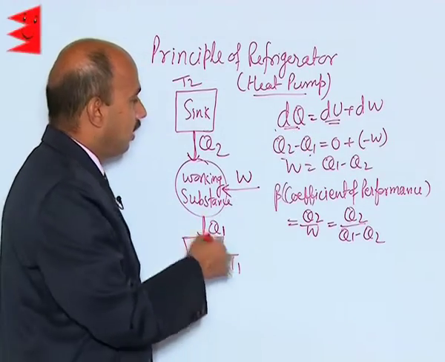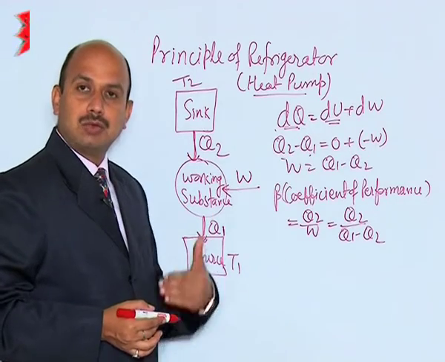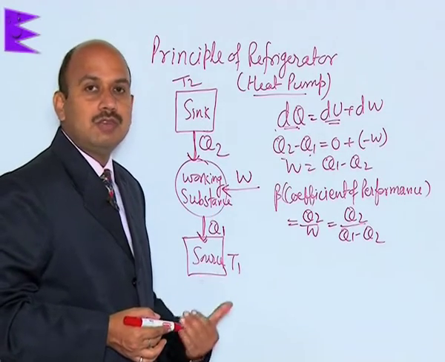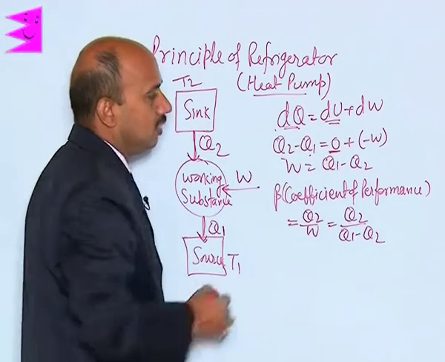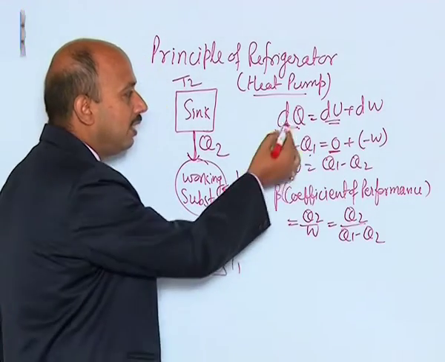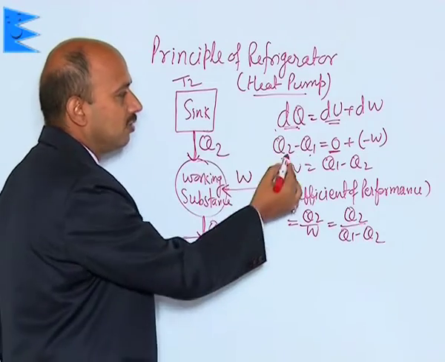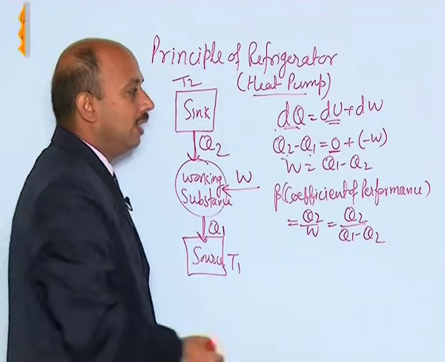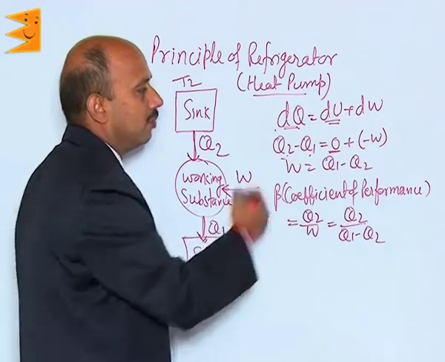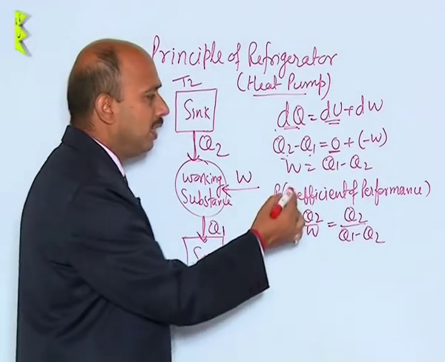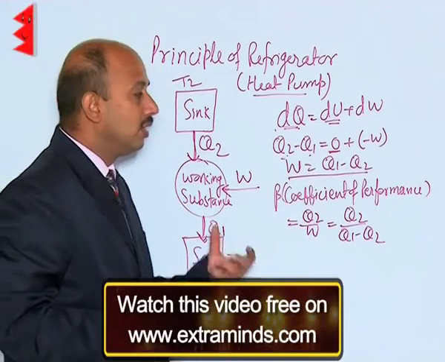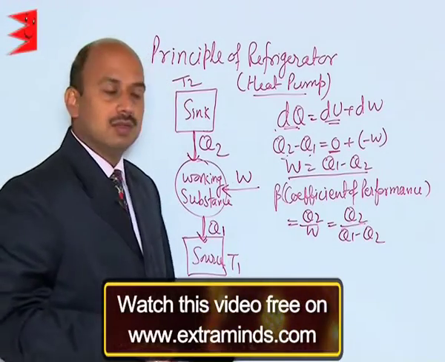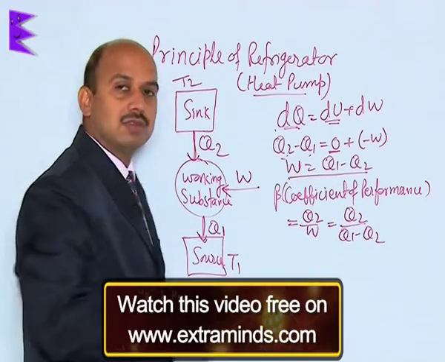In one cycle the working substance comes back to the initial state, it means there is no change in internal energy. So I have written here change in internal energy is 0. Net heat absorbed in one cycle is Q2 minus Q1, and the work done on the system is taken as minus W. So we can write W is equal to Q1 minus Q2. So work done on the system per cycle is equal to Q1 minus Q2.